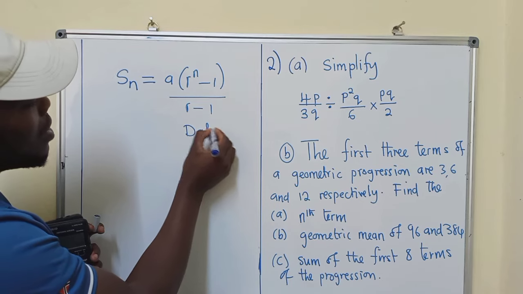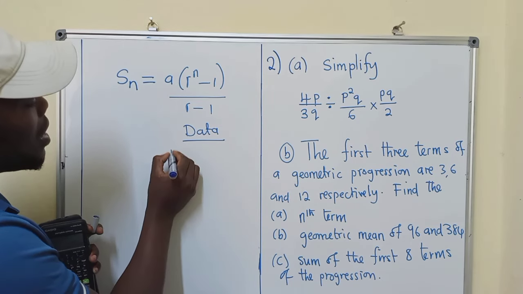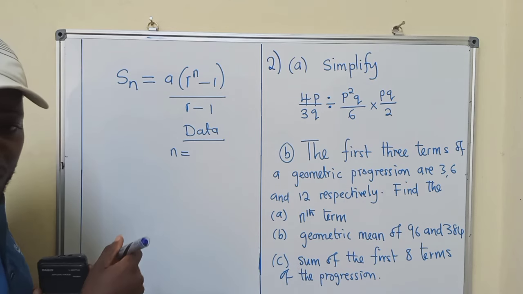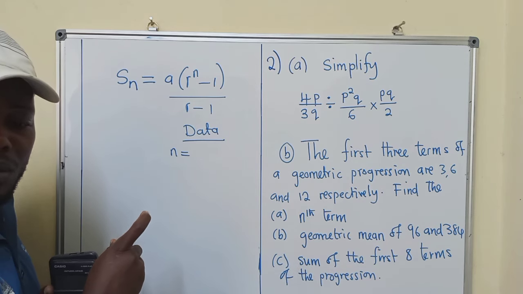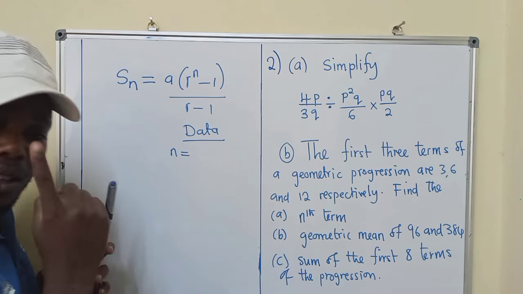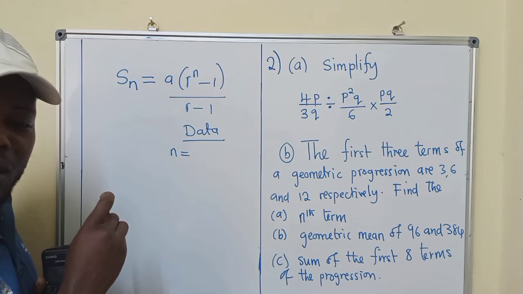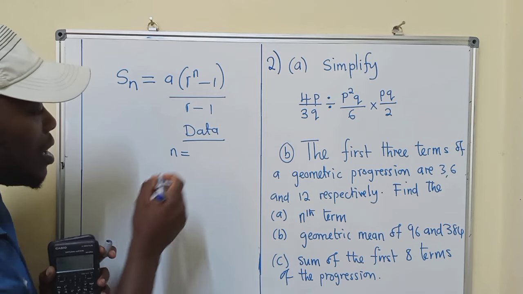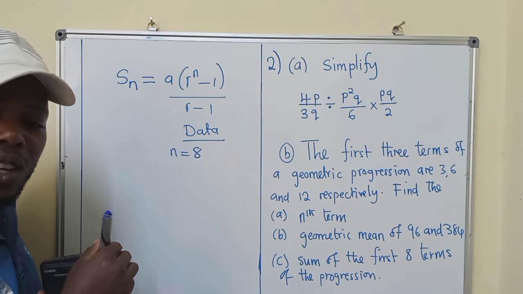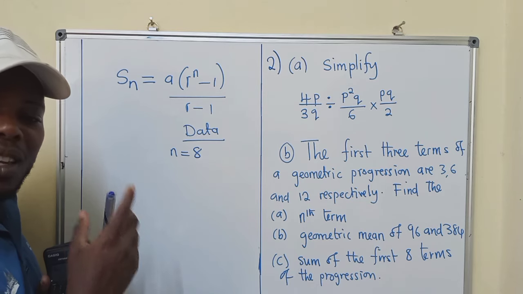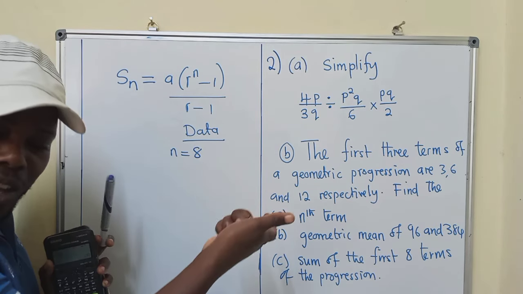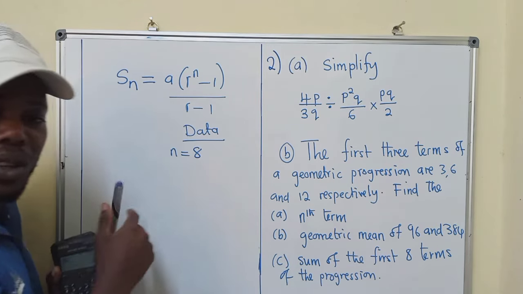So we shall say data. What is our n? What is our n if we look at the question? What number are you able to see there? I just need a number. What number? 8. It's 8. Do you know why I've gotten this 8 as our n? This stands for the number of terms that you want. How many are there? It's 8 of them.